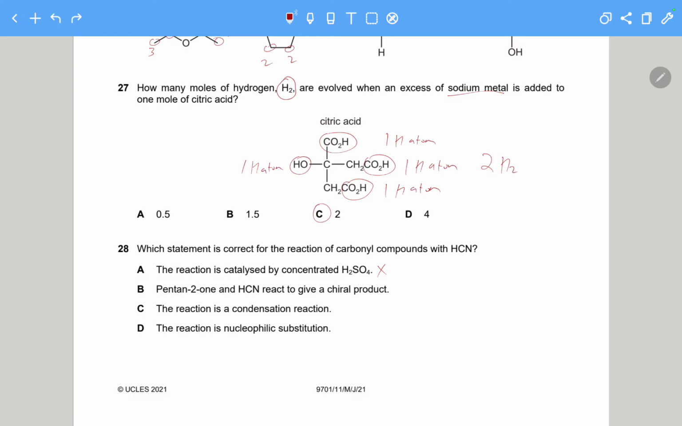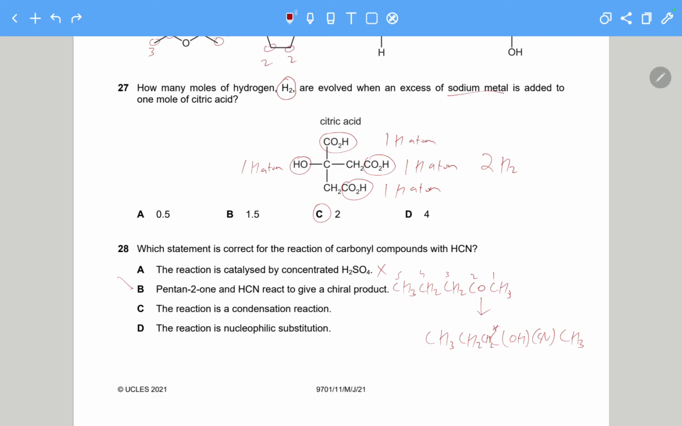Let's see that for ourselves. So pentan-2-one is CH3CH2CH2COCH3, that is pentan-2-one. This is the second carbon atom. I've numbered them. When it reacts with HCN through nucleophilic addition, we get CH3CH2CH2C(OH)(CN)CH3. If you look at this molecule, this carbon atom is a chiral carbon atom, because it's attached to 4 different groups, so B is a good candidate for this question.